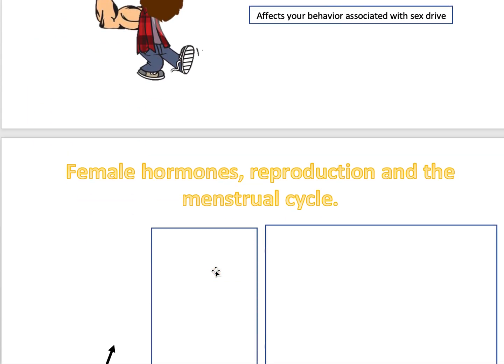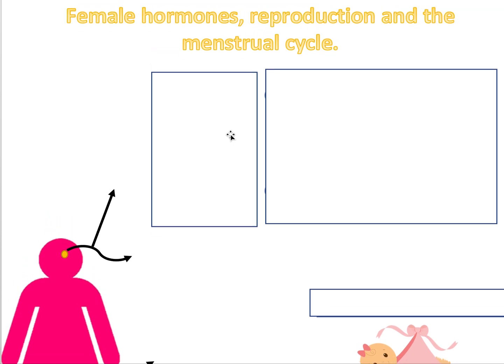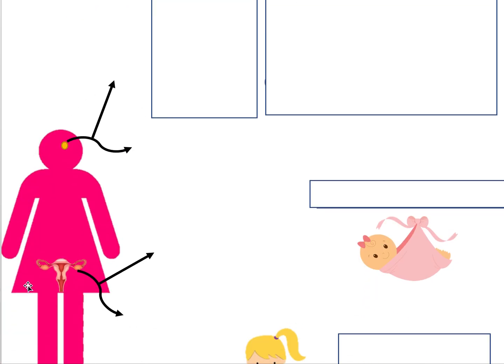Now, let's go to female. There's a few more hormones in female than a male. It's a bit more complicated, but just try and stick with me. It shouldn't be too difficult if you just follow along. So now we have the picture of the female here, right? The difference in the female is that it produces hormones from two places. The man only produces from the testes, but the female produces from a part in the brain called the pituitary gland, and also the ovaries.